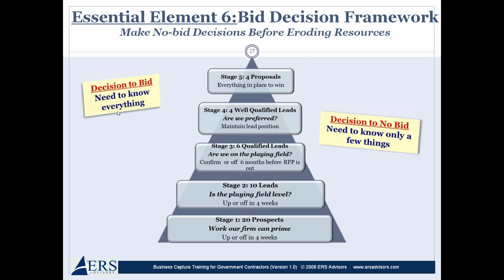So to make a bid decision, there's a lot to know. How well we're positioned. Do we have the right team? Does the client know us? Do they understand our solution? But to make a no-bid decision, there's only a few things that you need, like, does SAIC have a lock on the work? Why would you move any further if SAIC does have a lock on the work?